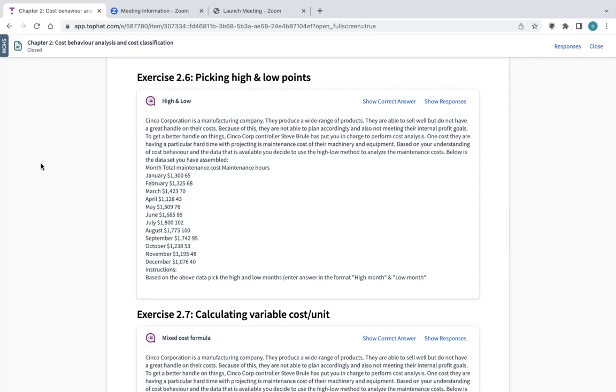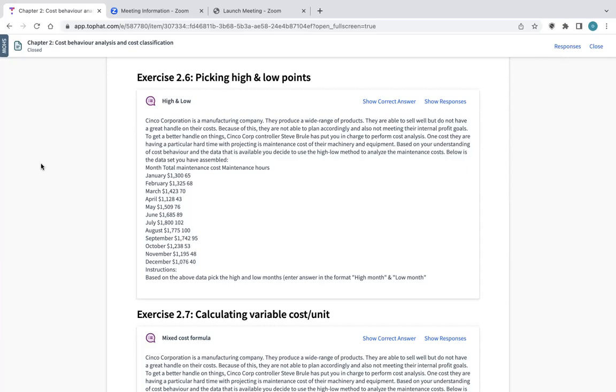To get a better handle on things, Cinco Corp controller Steve Brule has put you in charge to perform cost analysis. One cost they're having a particularly hard time projecting is maintenance costs of their machinery and equipment. Based on your understanding of cost behavior and the data that is available, you decide to use the high-low method to analyze the maintenance costs. Below is the data set you have assembled.